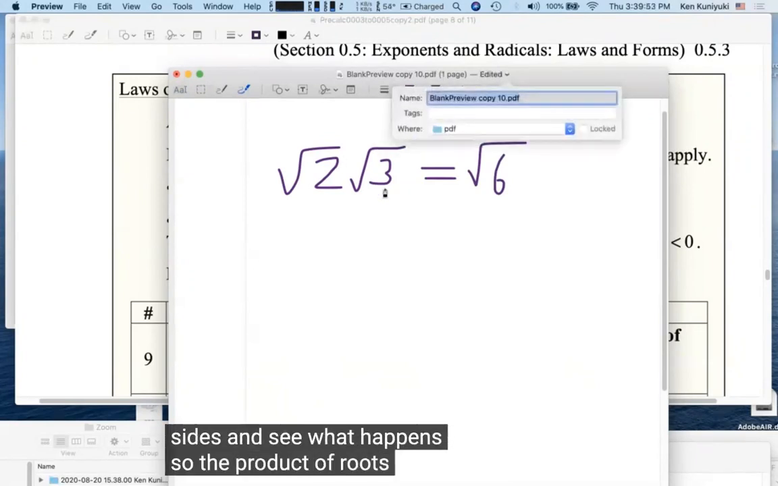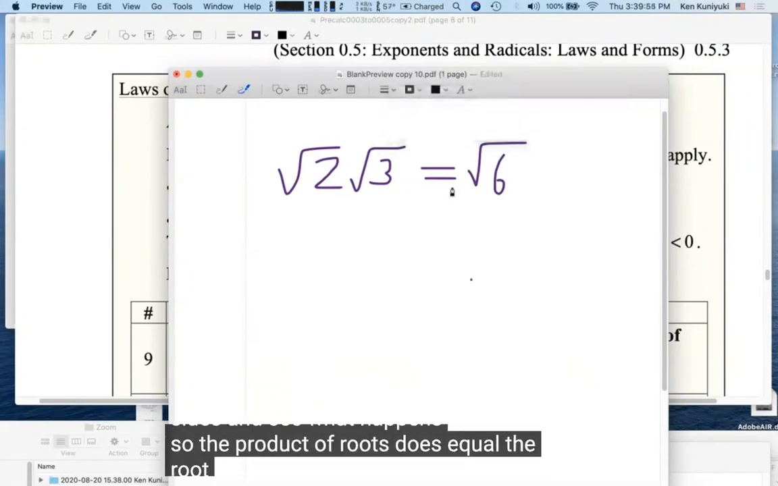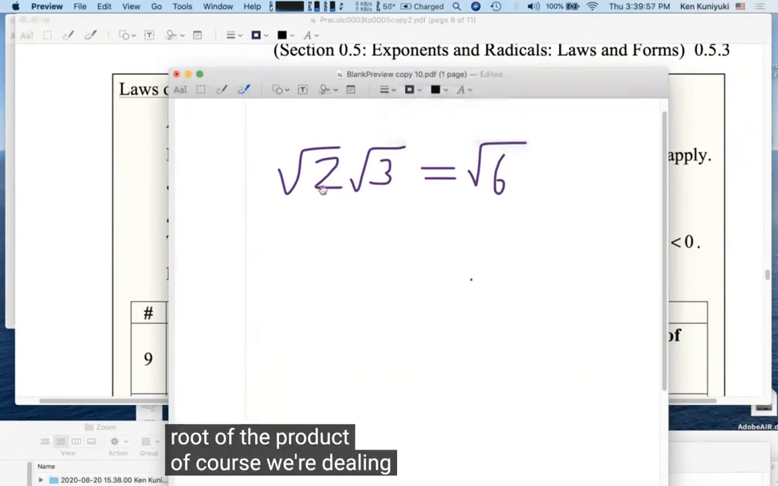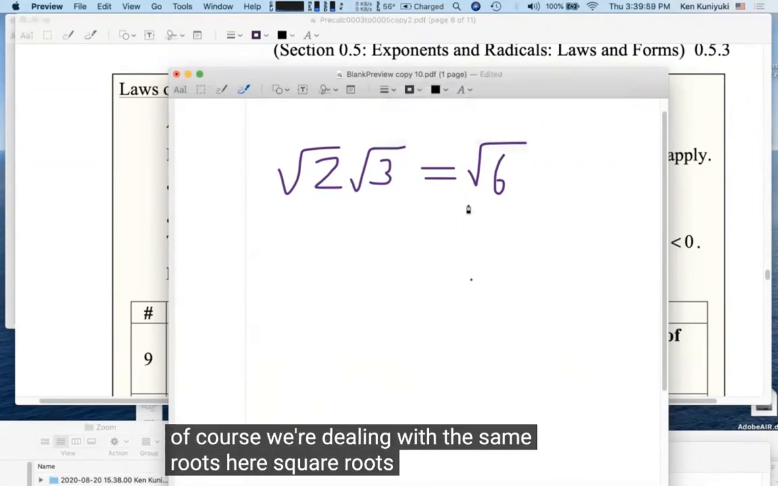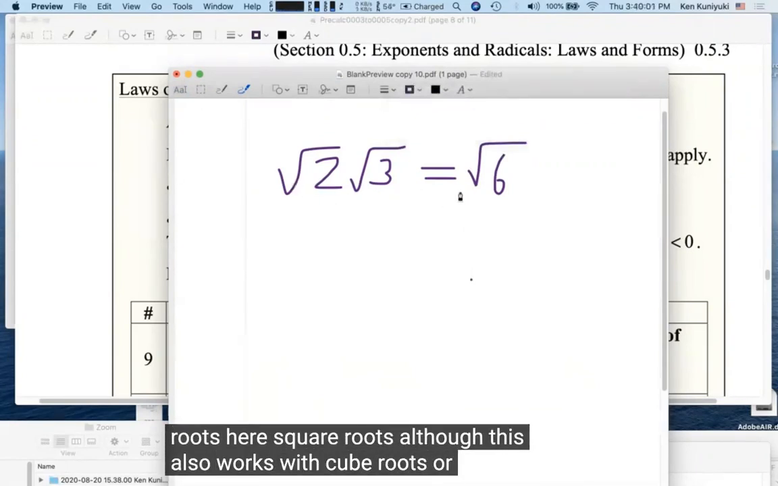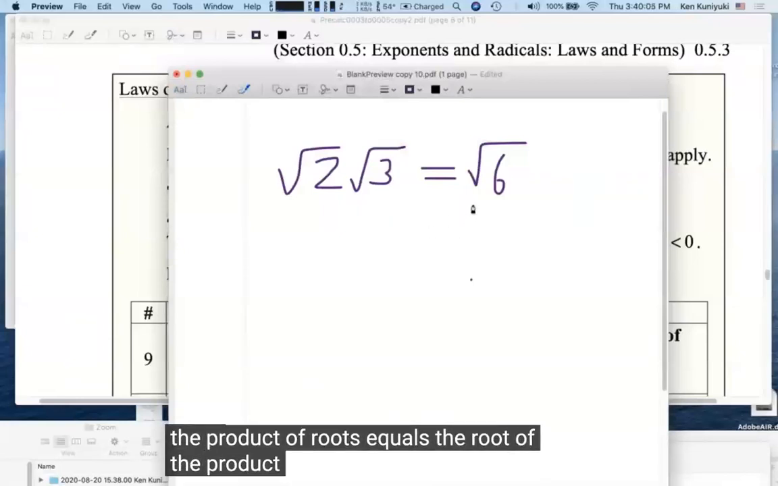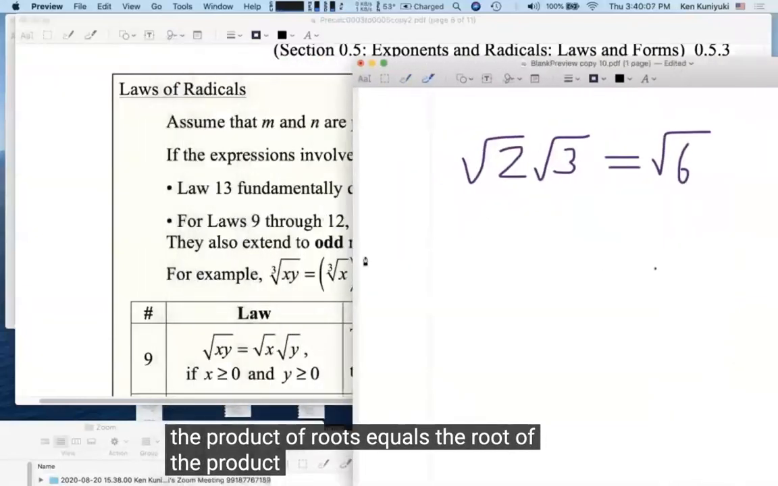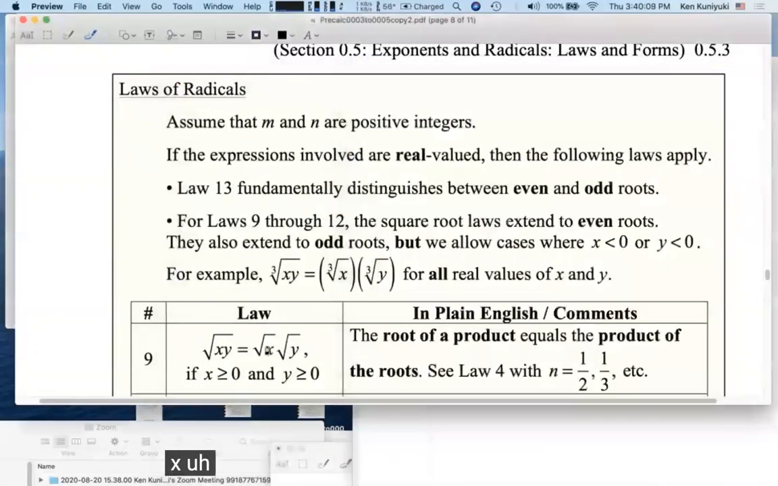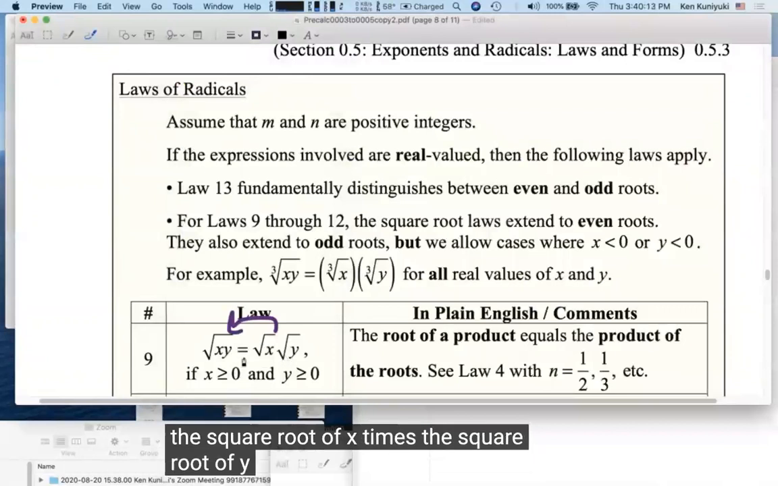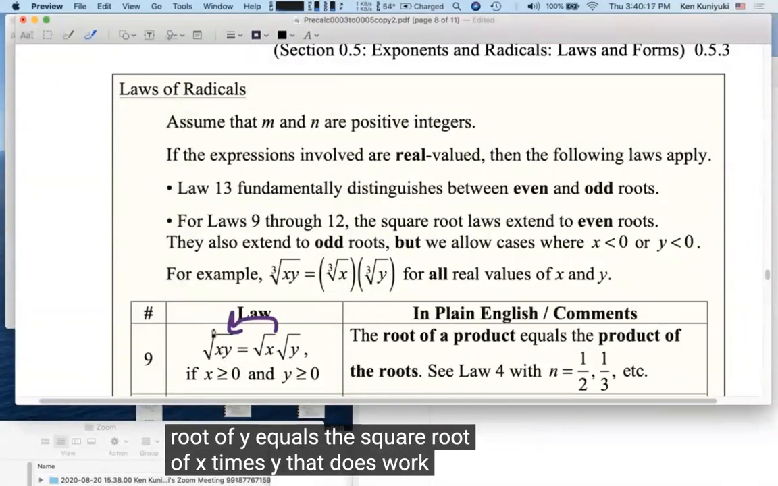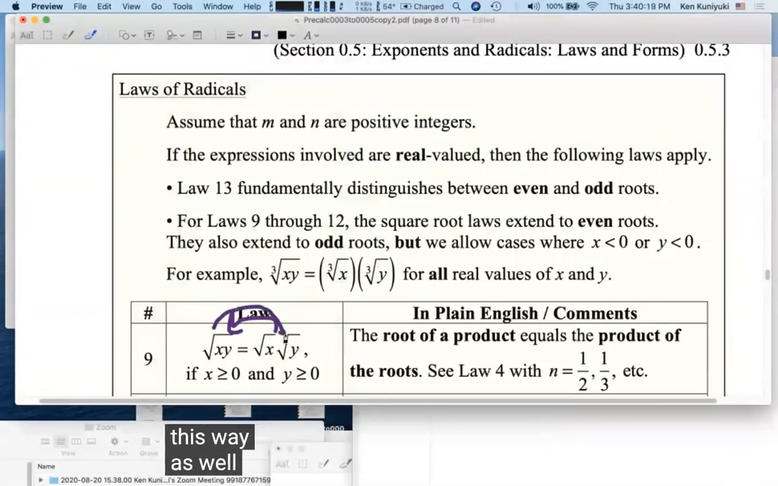So the product of roots does equal the root of the product. Of course, we're dealing with the same roots here, square roots, although this also works with cube roots or 4th roots. The product of roots equals the root of the product. So going in reverse, the square root of x times the square root of y equals the square root of x times y. That does work. And it works this way as well.